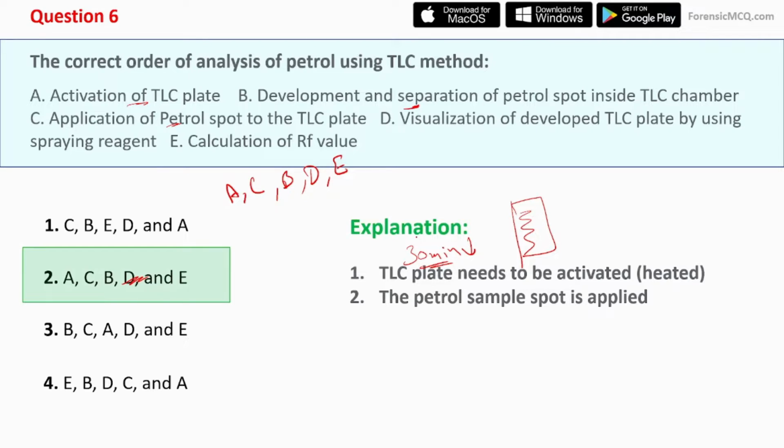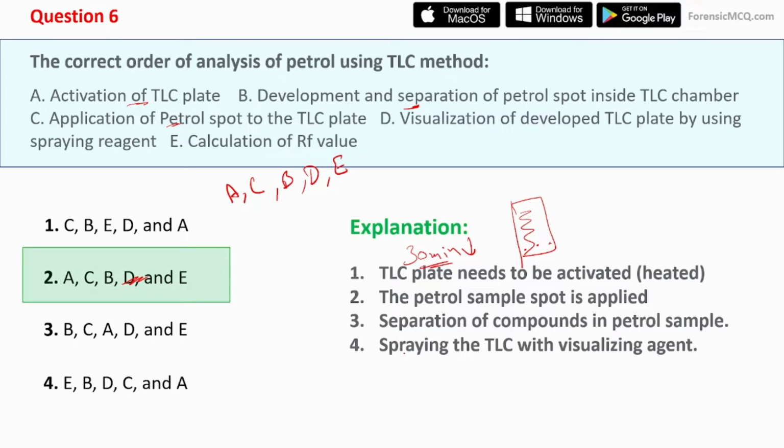Now, as the TLC plate is ready, we have to spot the reference sample and the given sample. In this case, the given sample is petrol, and we have to spot it on the TLC plate. After that, this TLC plate is put in a chamber with a solvent so that these spots get separated or travel with the solvent front. So the third step is the separation of compounds. And the fourth step is spraying the TLC with a visualizing agent.